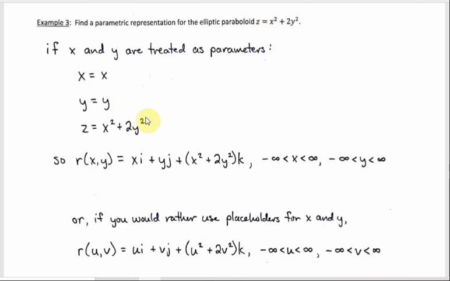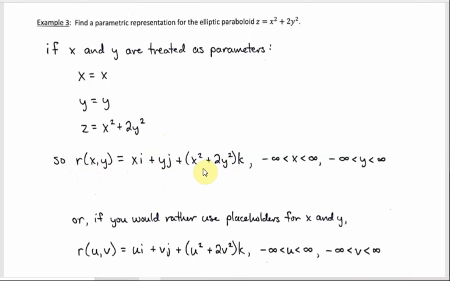And that's what happens. So if you treat x and y as parameters, then I kind of wrote these out in an itemized fashion first, so x would just be x and y would just be y, and then z is this, right? It's x squared plus 2y squared. And so we can write out a parameterization. We've got r of x, y, so x and y are our two parameters. So there's x, there's y, there's z in terms of x and y.